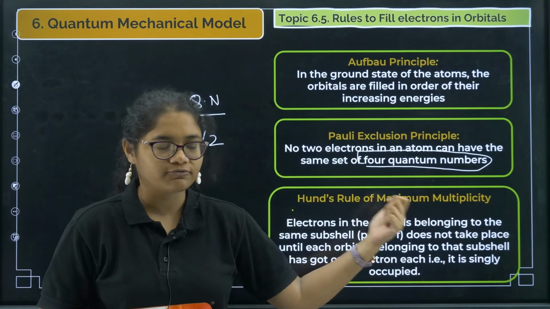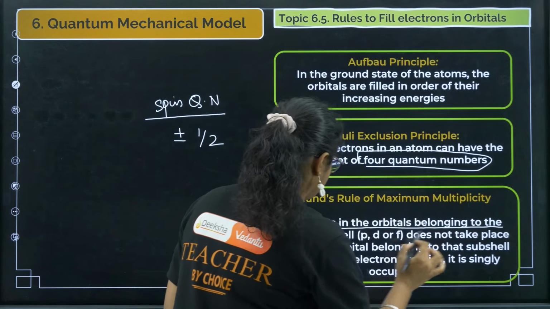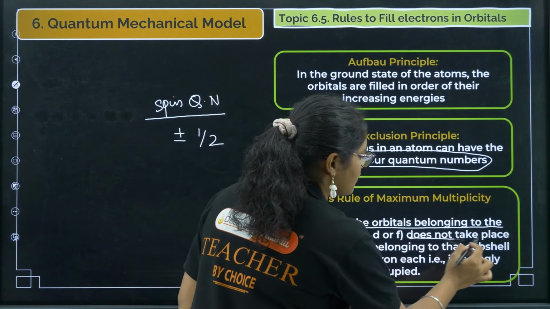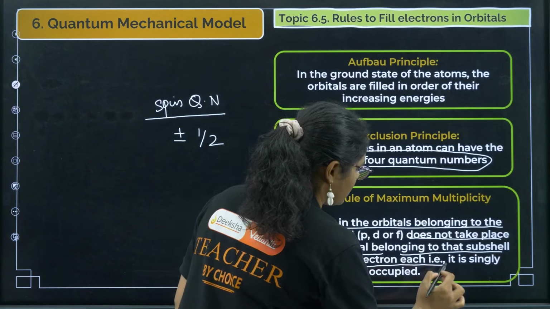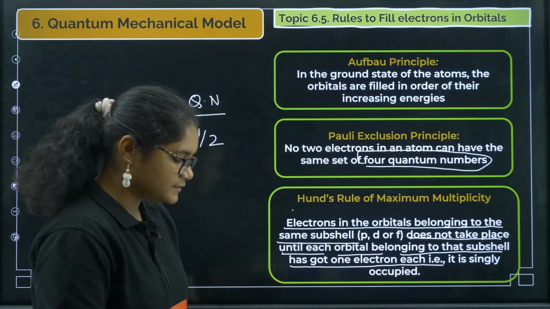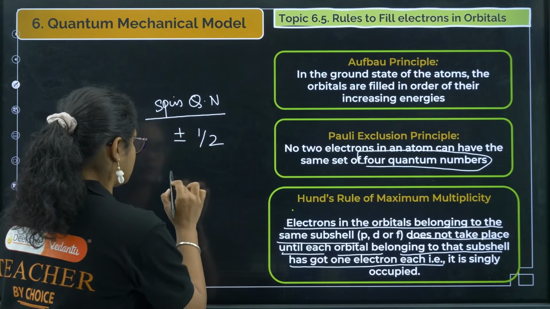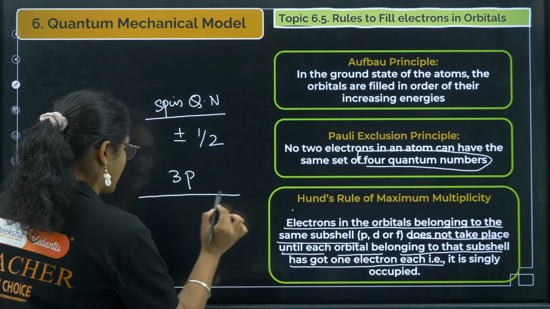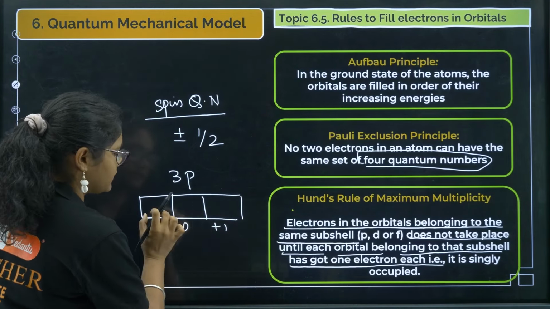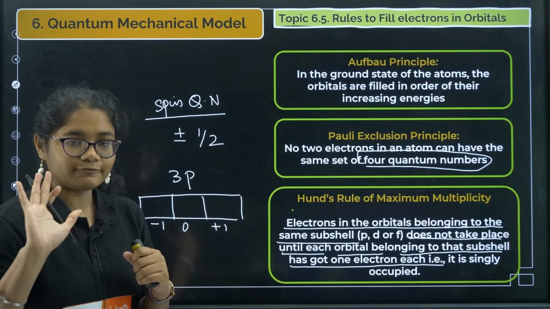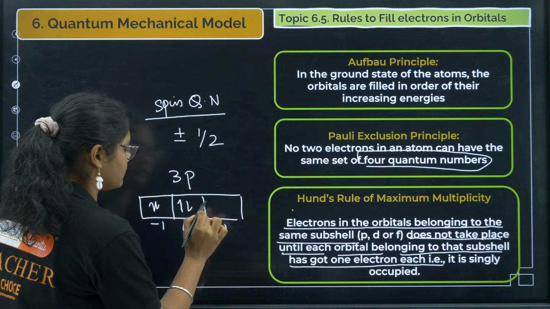Next we have Hund's rule of maximum multiplicity. This tells that pairing of electrons in the orbitals belonging to the same subshell does not take place until each orbital belonging to that subshell has got one electron each, that is, it is singly occupied. Let us understand this in detail. Suppose you want to fill the 3p orbital. In 3p, or any p, you will have -1, 0 and +1, so 3 orbitals. Now suppose you want to fill 5 electrons in this one.